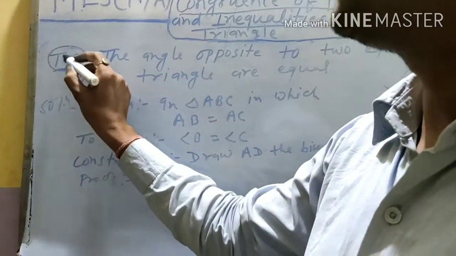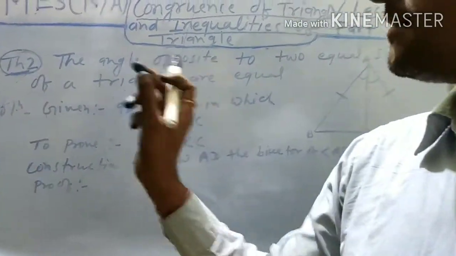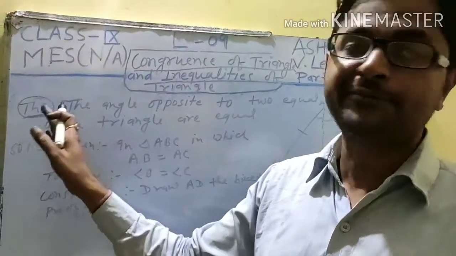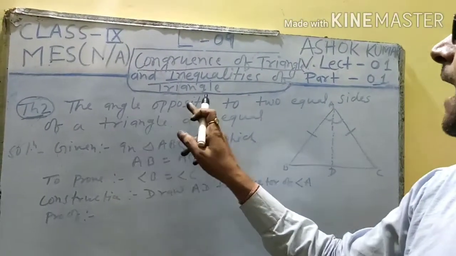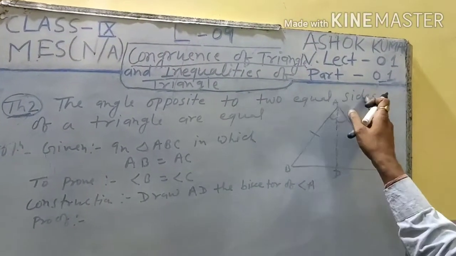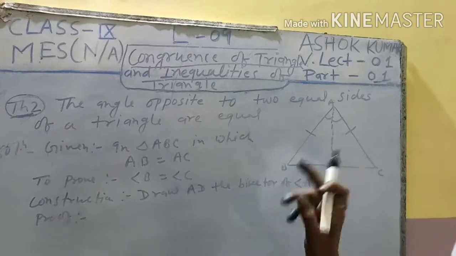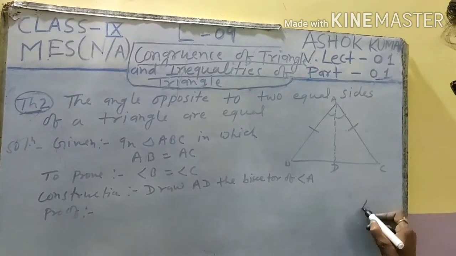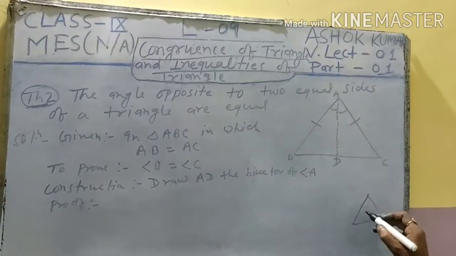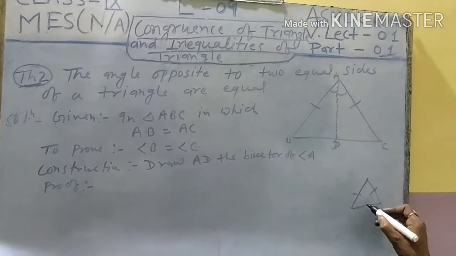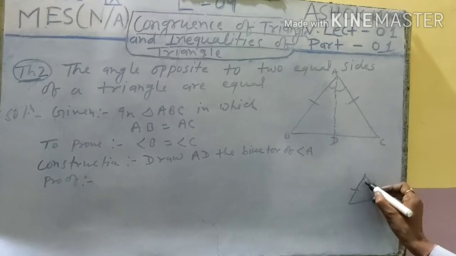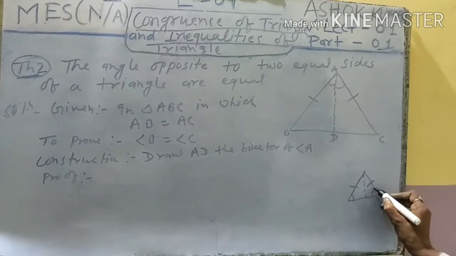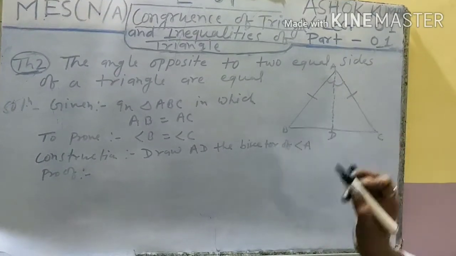Theorem number 2. Student, this is not a part of congruency. This is a different theorem. The angles opposite to the two equal sides of a triangle are equal. That means if any triangle is given here, if two sides are equal, then the opposite angles are also equal. This is the proof. Okay.